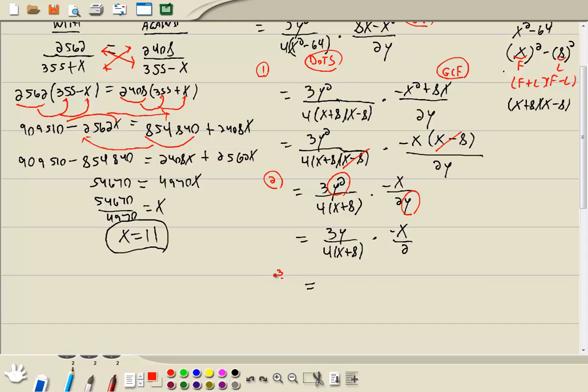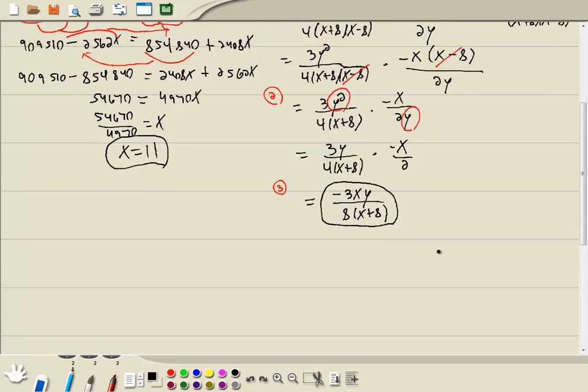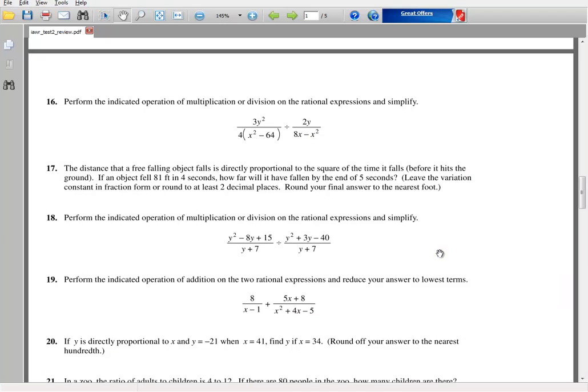Doesn't look like there's anything else I can simplify, so I'll multiply. Multiply top parts together and bottom parts together. 3y times negative x gives us negative 3xy. Down here, 2 times 4 gives us 8 times x plus 8. Typically, you don't actually multiply that through. You just leave it in that form. Okay.